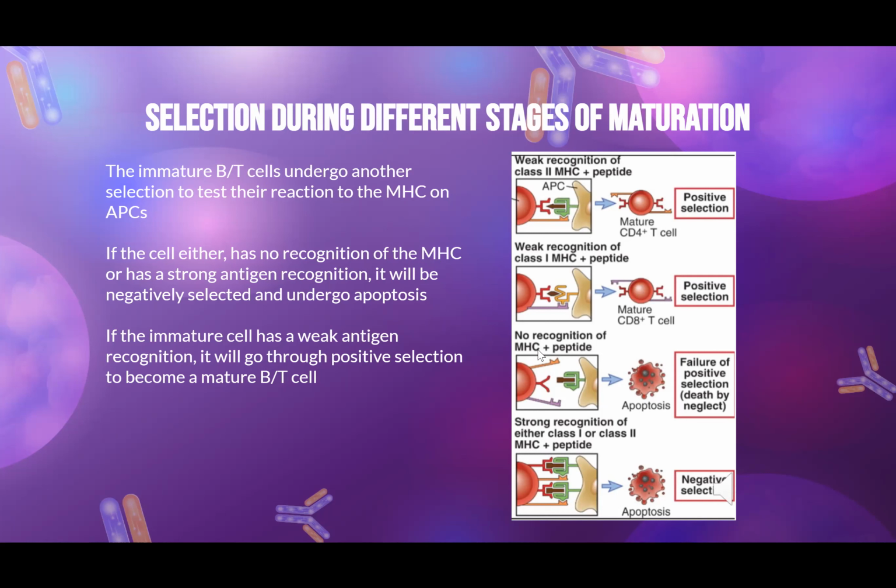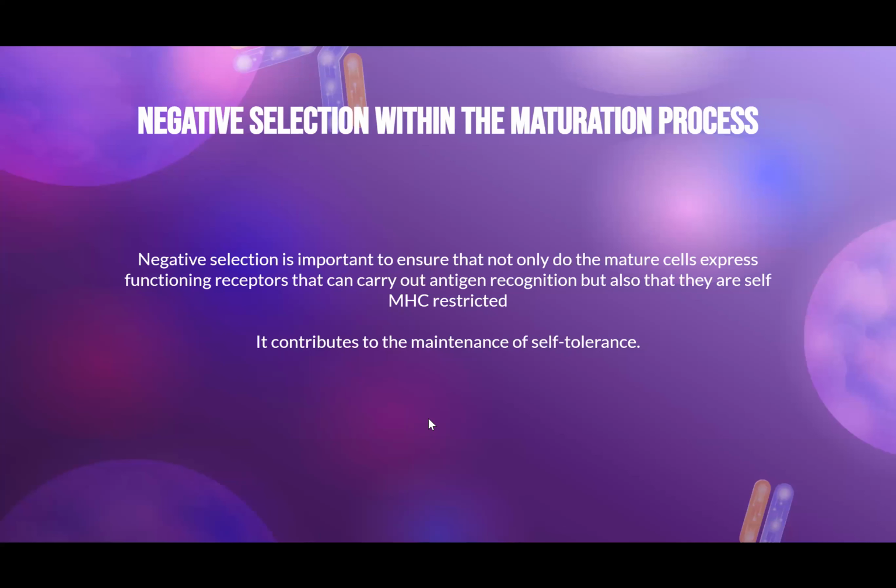And if it does not recognize it, it actually doesn't undergo negative selection. It undergoes apoptosis or death by neglect, or basically just failure of positive selection. But if it undergoes too strong of a recognition, in this picture it binds twice, then it'll undergo negative selection. Negative selection is important actually to ensure that not only do mature cells express functioning receptors that can carry out antigen recognition, but also that they are self-MHC restricted. It will contribute to the maintenance of self-tolerance, basically.